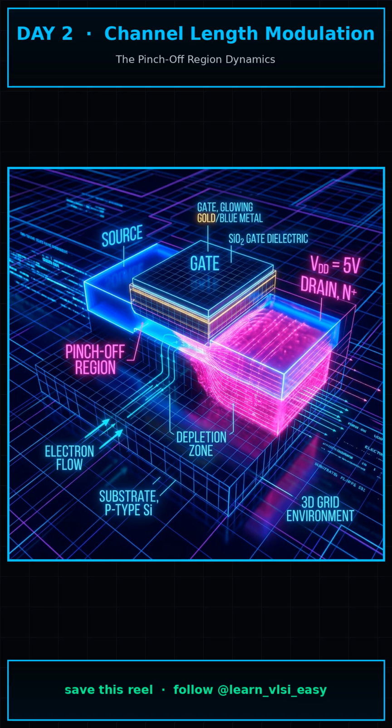Because the current isn't perfectly flat, the transistor has a finite output resistance. This finite resistance is what ultimately limits the maximum voltage gain of our CMOS inverter when both devices are in saturation. It is a crucial secondary effect that analog and mixed signal designers must always account for.